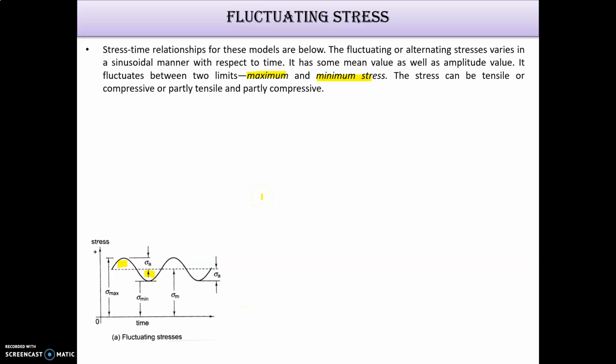In this, the mean stress can be taken as sigma max plus sigma min divided by 2, and the amplitude stress, that is sigma a, can be taken as sigma max minus sigma min divided by 2.